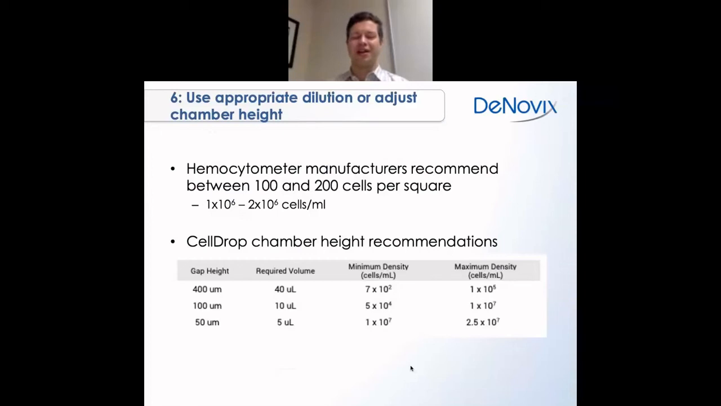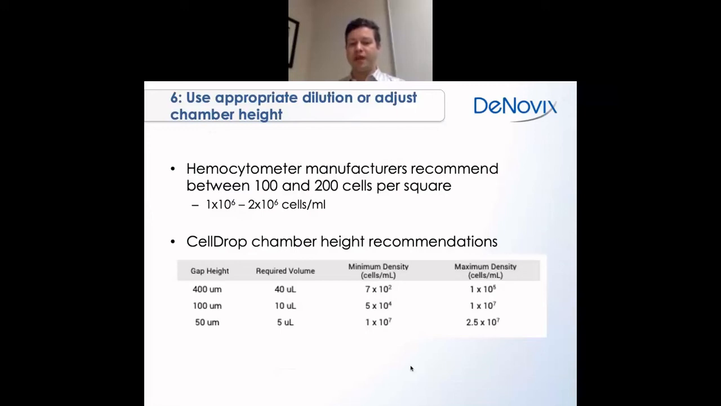Otherwise, you're not going to get an accurate count there. For the cell drop, we actually have 3 different chamber heights that you can use. So there's a 100 micron chamber height. That's the standard one. That's the same as the manual hemocytometer. That's what most disposable slides use. And then we have a cell density that we recommend in that chamber height.